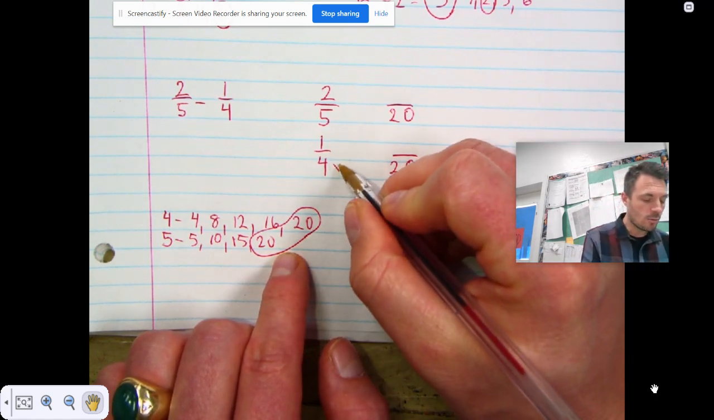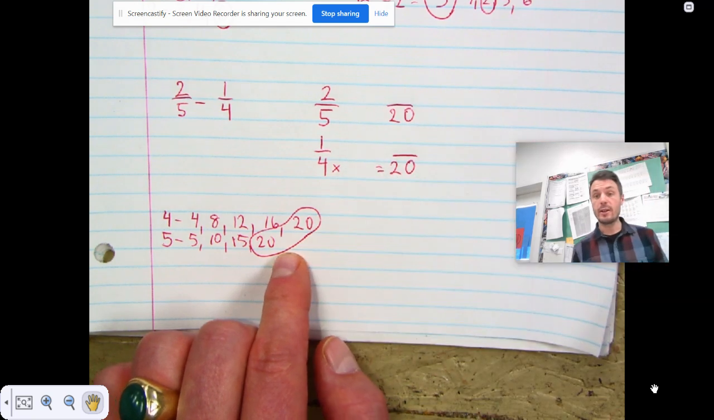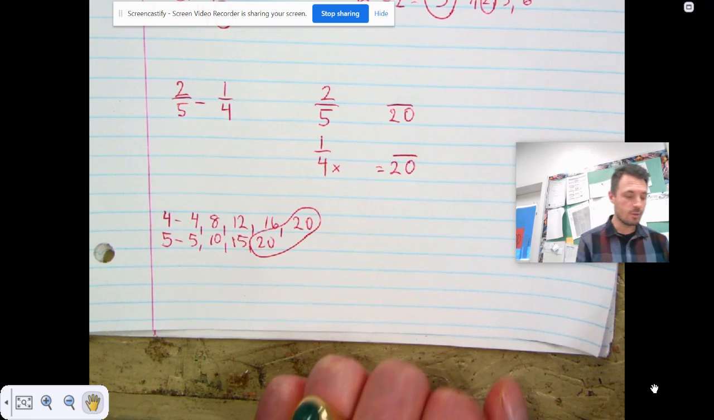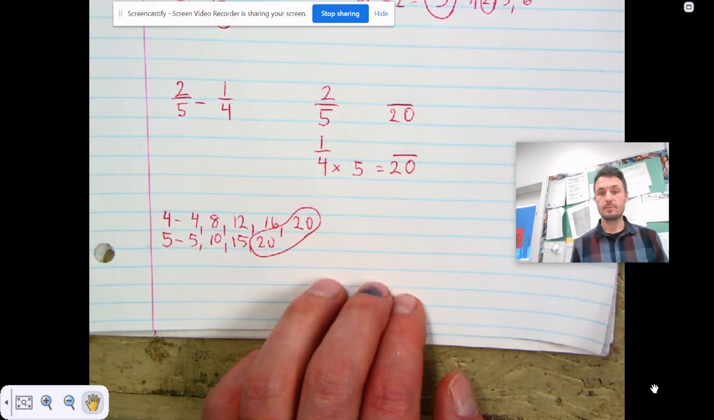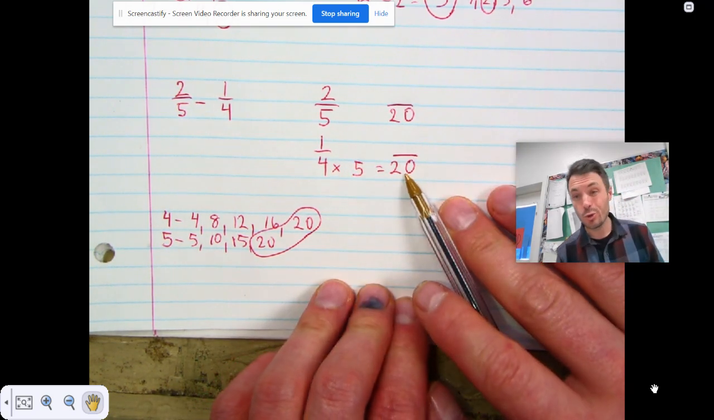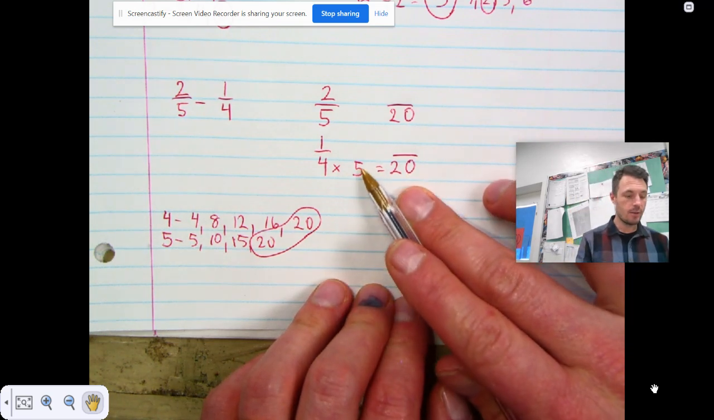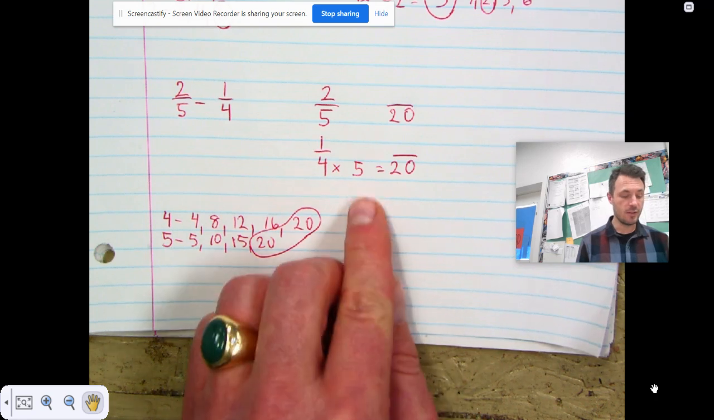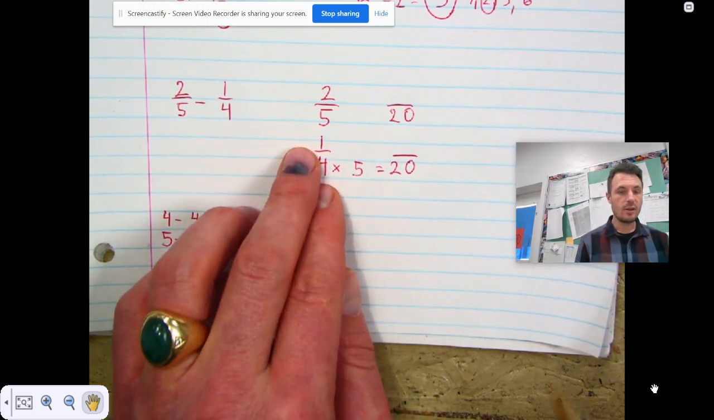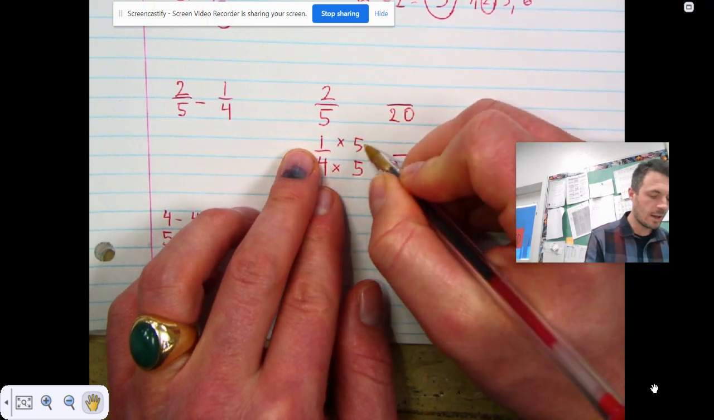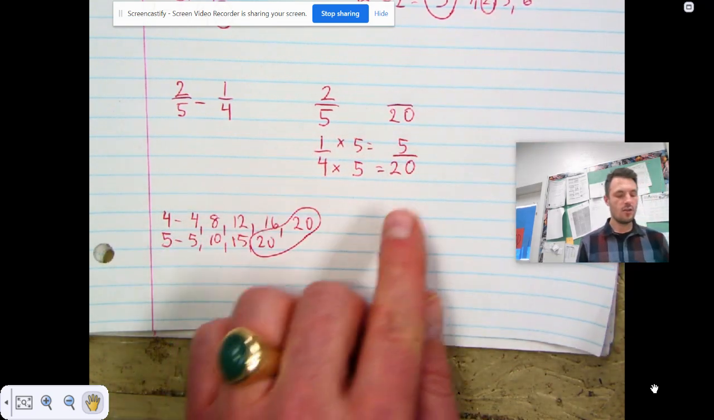So we multiply from our old denominator to our new denominator. What times 4 equals 20? Well, 4 times 5 equals 20. And if you're having a hard time with this part, use your times table chart. Now, whatever I do to the bottom, I do to the top. I multiplied 5 times my denominator. Now I need to multiply 5 times my numerator. 1 times 5 is 5.